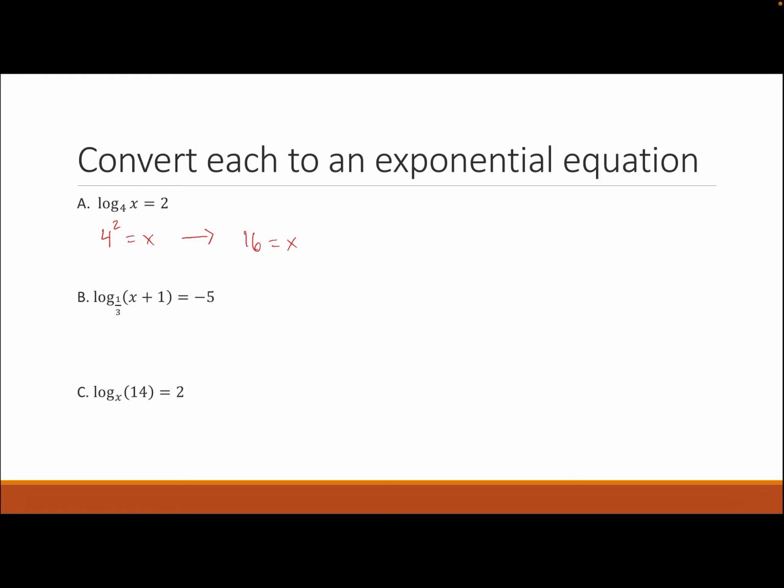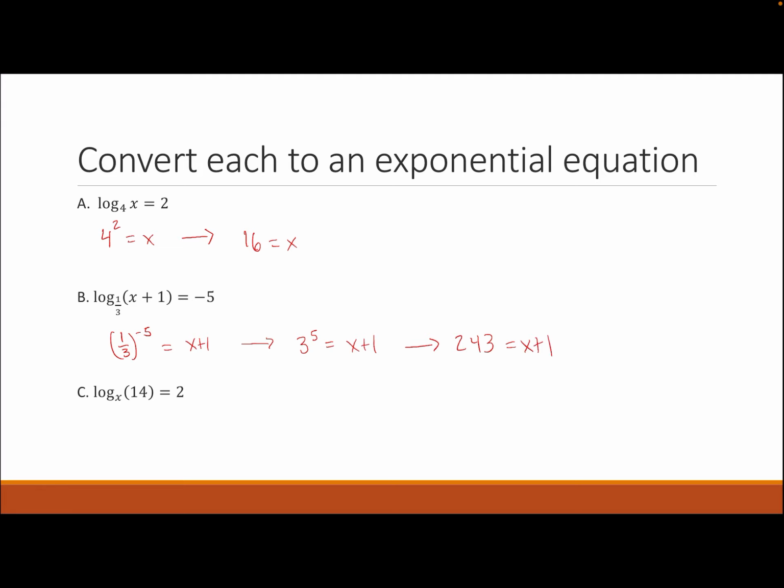For letter B, we should get 1/3 to the negative 5th power equals x plus 1. If you wanted to go farther with that, this would be the same as 3 to the 5th equals x plus 1. And if you know what 3 to the 5th is, which is 243, I believe, so 243 equals x plus 1. You can solve that equation and get x equals 242.